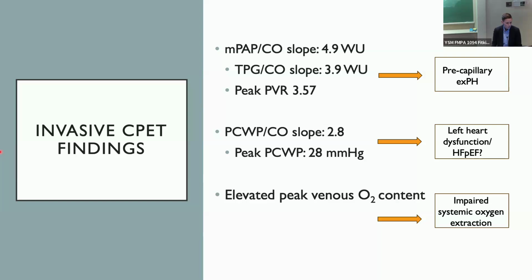So in one test, we were able to identify 3 contributors to her limitations: precapillary pulmonary vascular disease, post-capillary physiology, and impaired systemic oxygen extraction. And this is the unique power of invasive CPET. It disentangles complex mechanisms that resting hemodynamics or non-invasive CPET alone cannot.